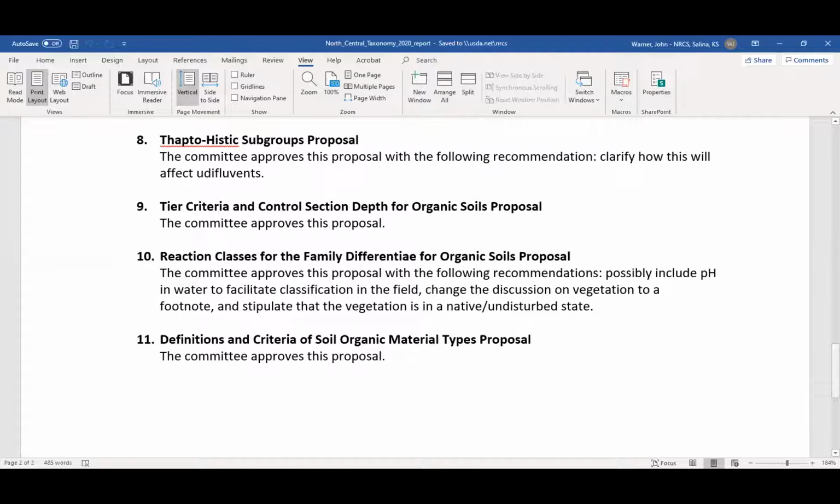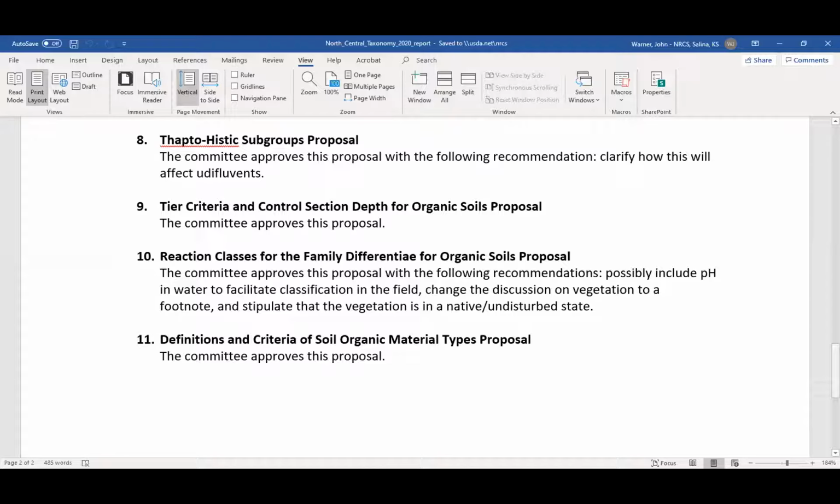And, you know, we don't do that in soils. We know it's very important, but we haven't used that in taxonomy. So we think that should be moved to a footnote, and stipulate the vegetation is in native undisturbed state.